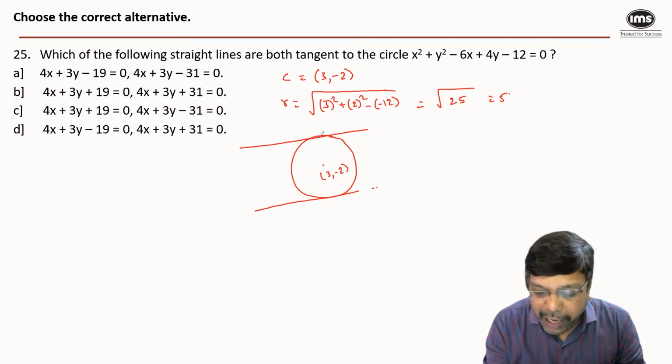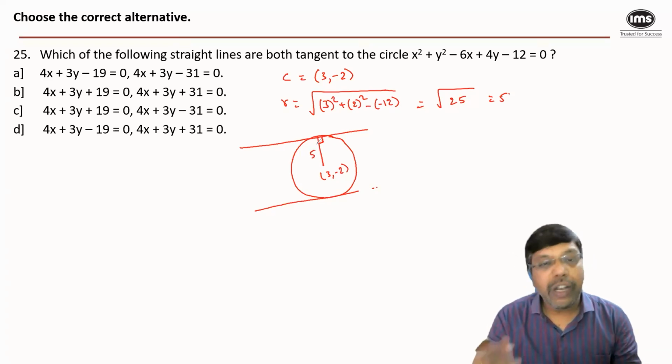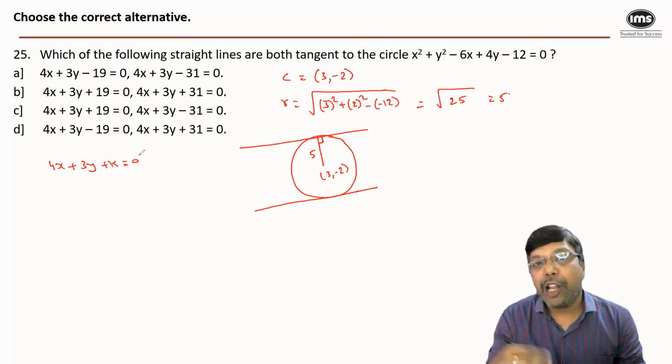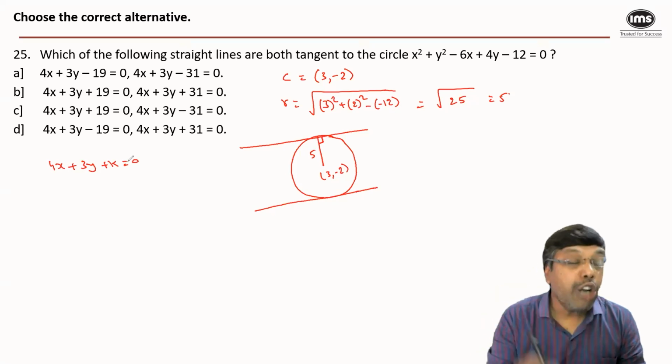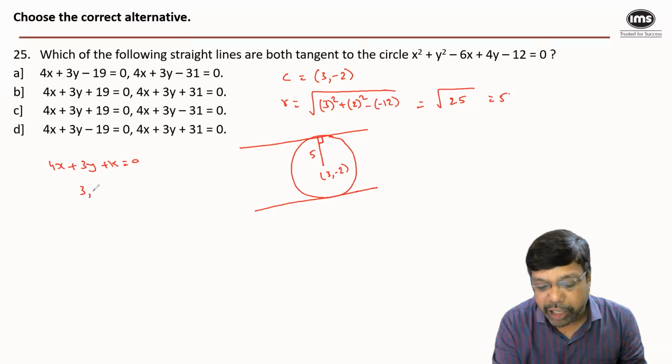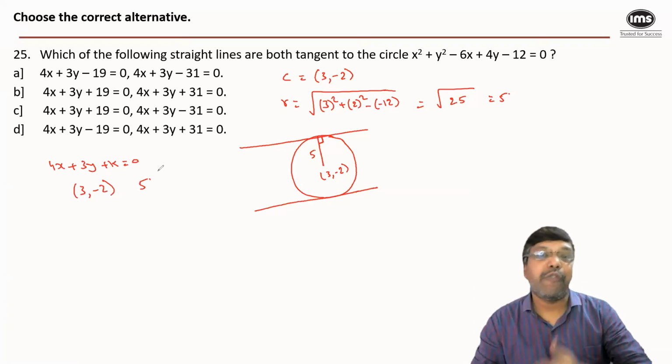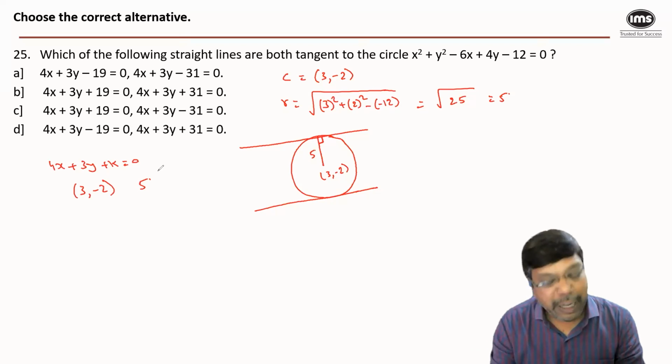Now, if I draw a perpendicular from the center onto the tangent, this length of the perpendicular must be equal to the radius, which is 5. So let me assume the equation of the tangent, either of the tangents, is 4x plus 3y plus k equal to 0. And the length of the perpendicular drawn onto this line from the center 3 comma minus 2 is equal to 5. Now we know how to calculate the perpendicular distance from a point to a line.